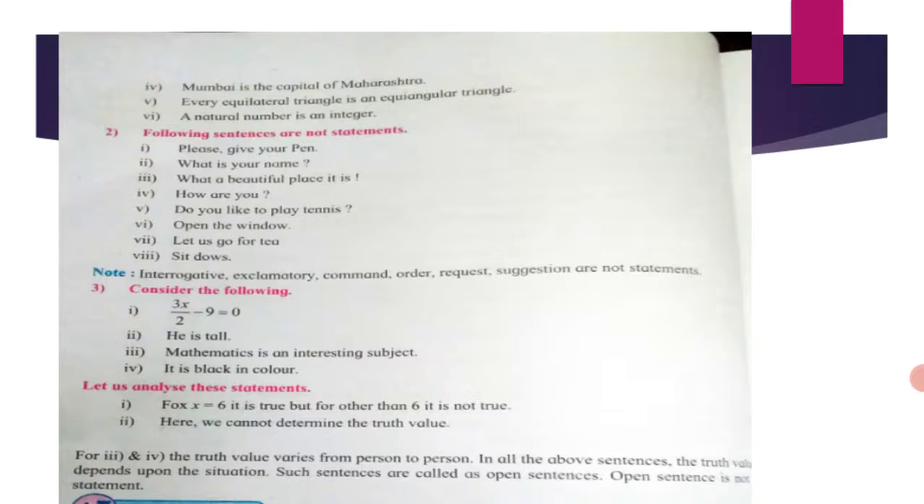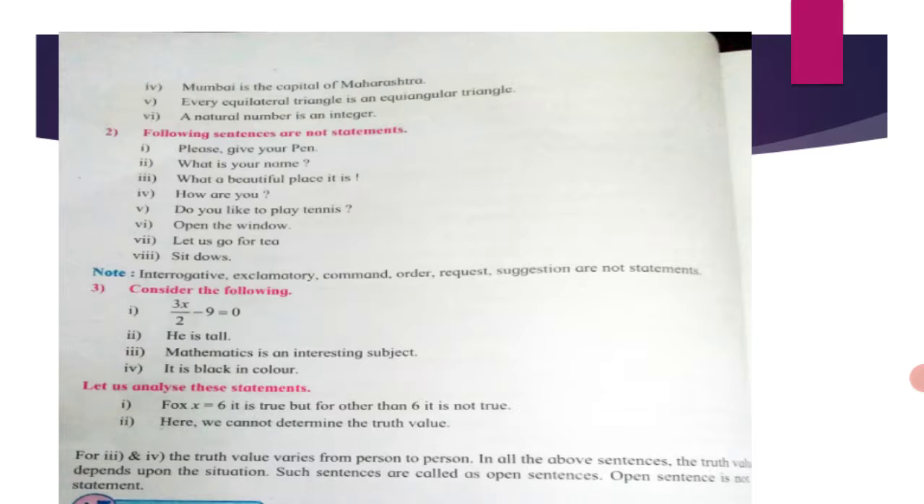So these are some more examples. Mumbai is the capital of Maharashtra. Every equilateral triangle is an equiangular triangle, which is true. A natural number is an integer. Then the following sentences are not statements. These are interrogative, exclamatory, commands, orders, requests, and suggestions, and these are not statements.